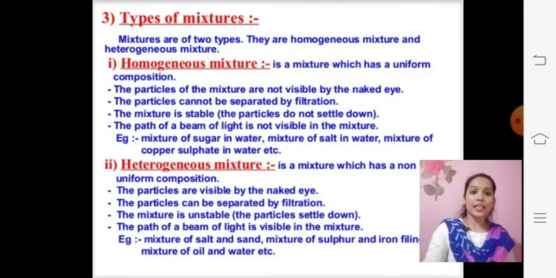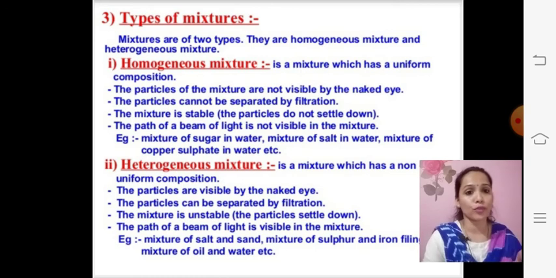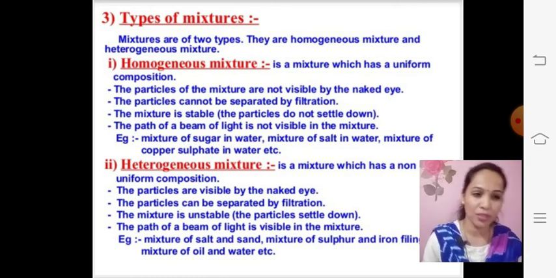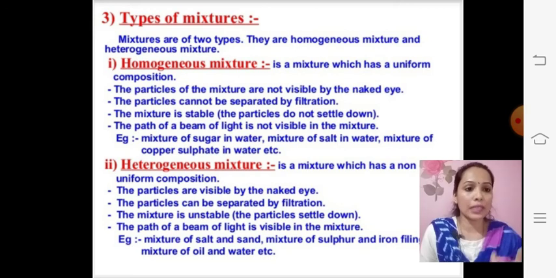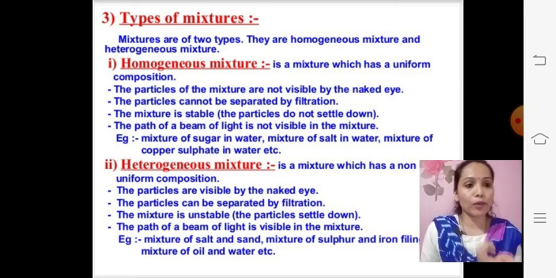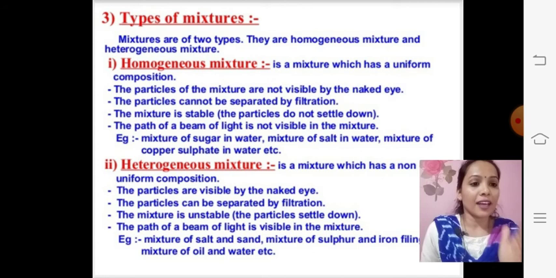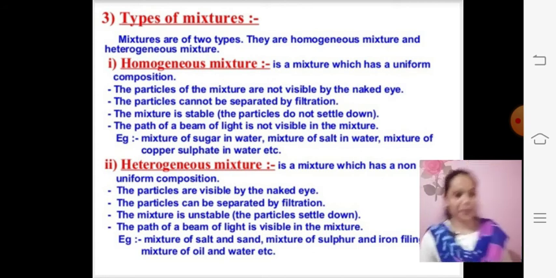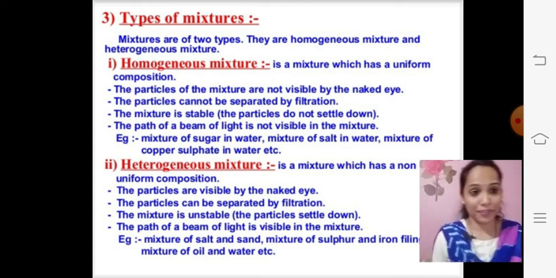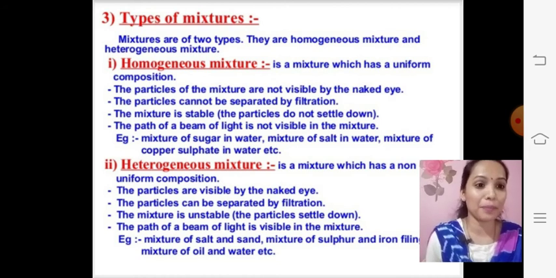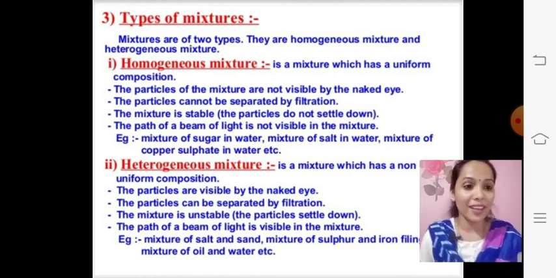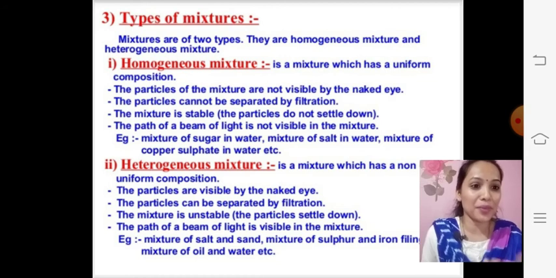Now, you know examples of homogeneous solutions: sugar solution, salt solution, copper sulphate solution. Many examples you can tell about. Usually, that passing of the beam of light is true only if it is a liquid aqueous solution. So, do not ask me, for example, brass was an example of a homogeneous mixture. What happens when you pass light through it? You know that it is opaque and thick, so light cannot pass through it.